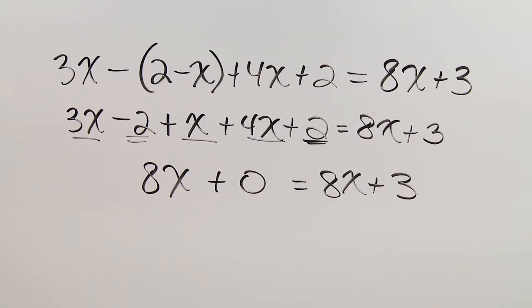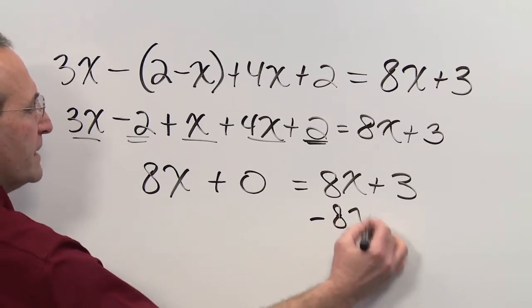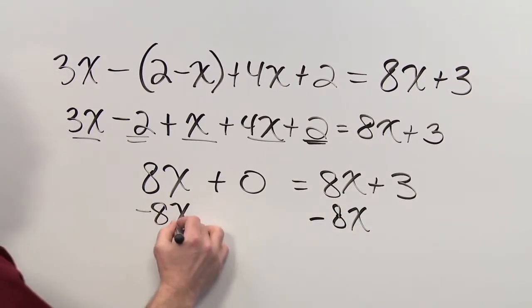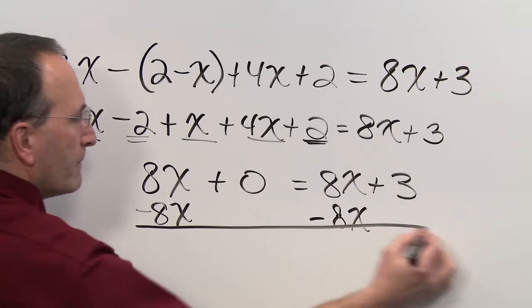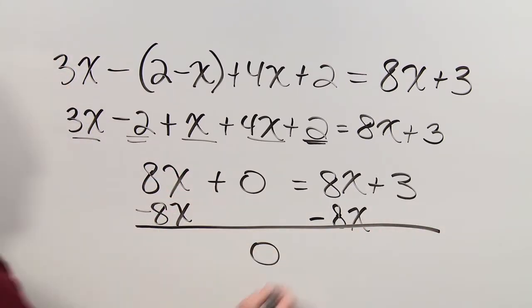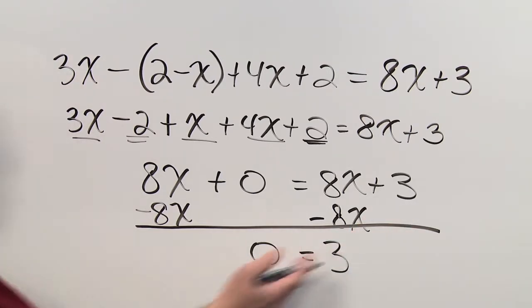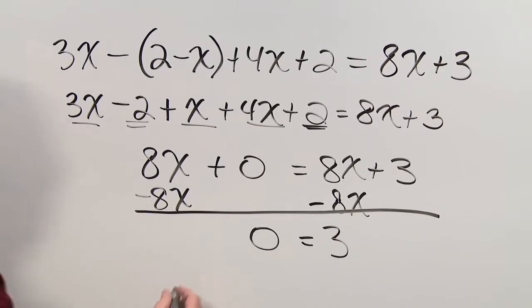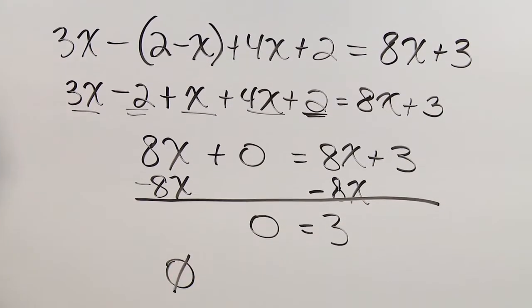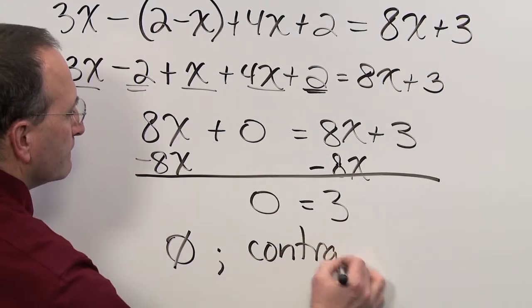If you don't, the next step would be to subtract 8x from each side so that we can get the x's together. In doing so, on the left-hand side, we have 0, and on the right-hand side, we have 3. Of course, this is a false statement. The solution set is the null set. It is a contradiction.